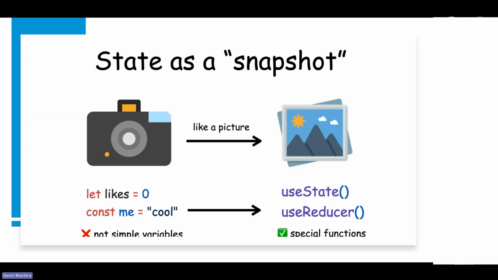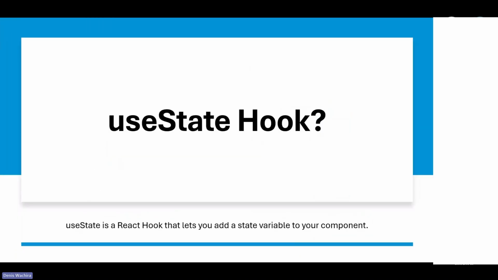A state is not just that simple variable that we use in JavaScript or TypeScript, but this state adds something we call special functions that help to set and update that state. With the help of functions like useState, which is our first hook, and useReducer, you can update that state and cause a re-render in the component using these functions. And the very first hook we'll be talking about is useState.